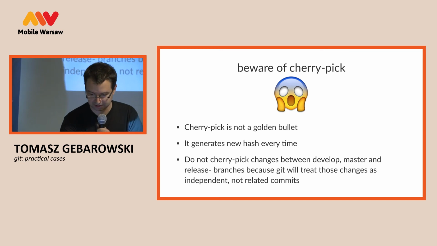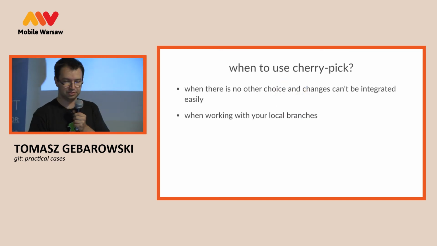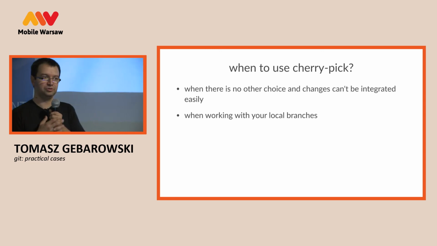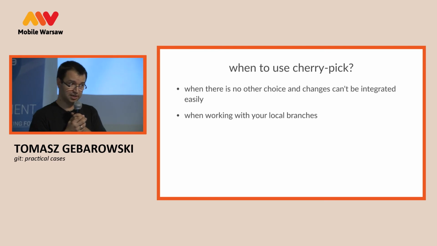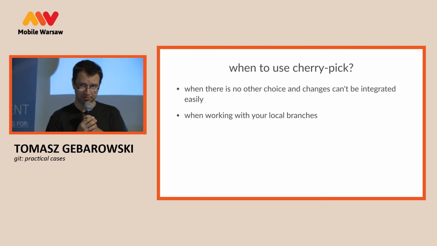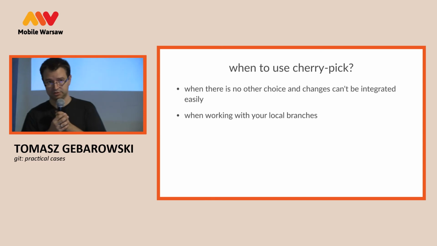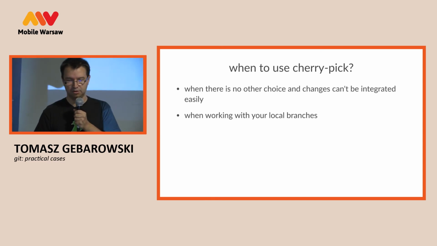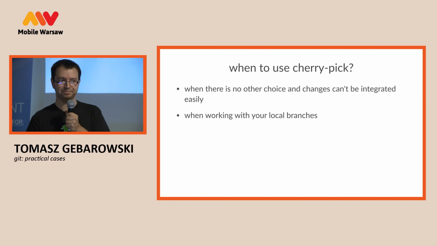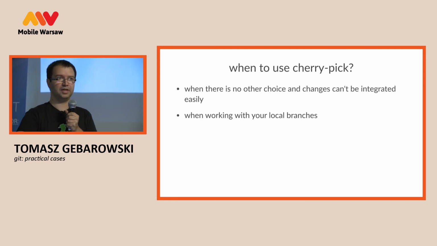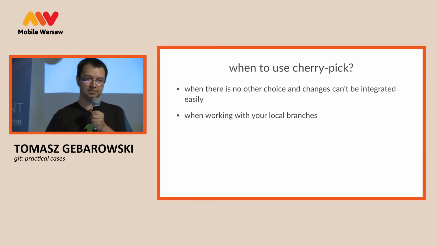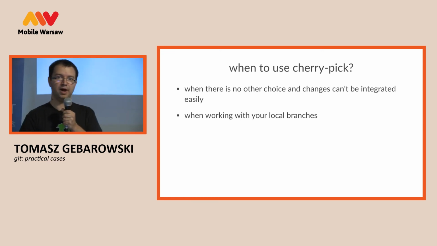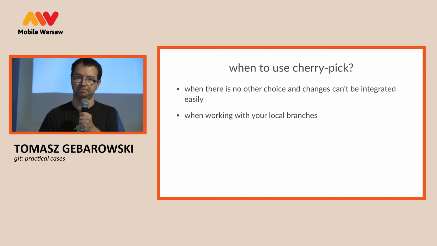So the question is, when to use cherry pick? I see only two cases where you could use cherry pick. The first one is when you have to backport some functionality or bug fixes. So when we have, for example, something that was fixed in a later version and you want to incorporate those changes in some older version, then there is no easy way to merge those changes, so you have to cherry pick them. And this is the first case.